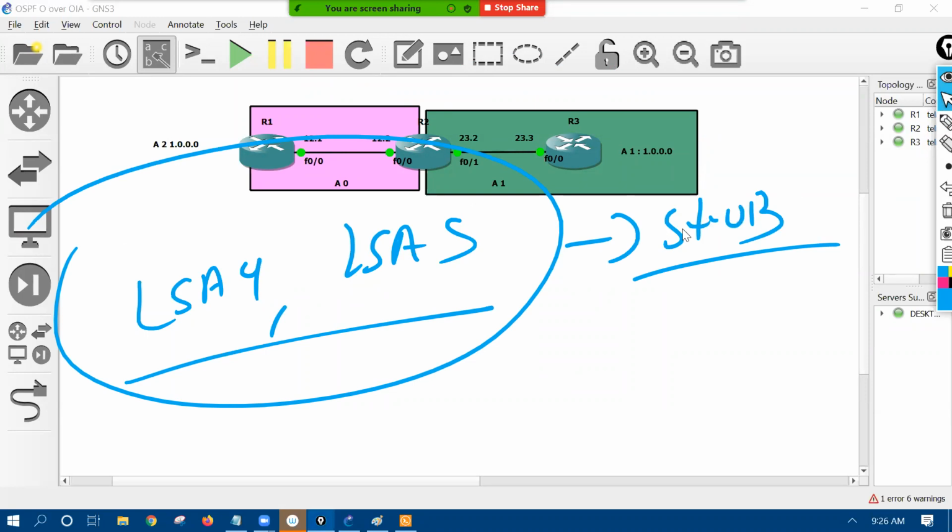So I hope you guys understand LSA 1, LSA 2, LSA 3. These are the most important LSAs because in OSPF you must know the information about the LSAs. That's it. The rest of the thing is very easy. Only you need to understand the LSAs.